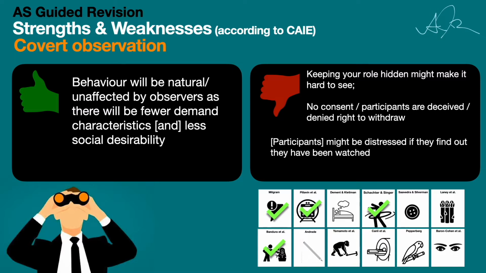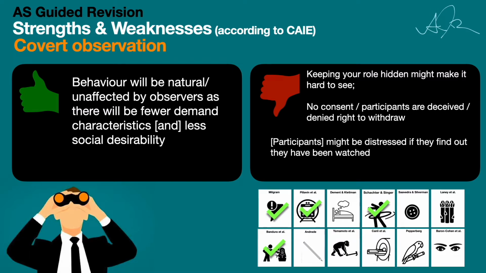Okay, covert observation is probably best in a public setting. Because of the hidden nature of the observer, they're not making themselves known, so people will behave more naturally and have fewer demand characteristics and less social desirability. Again, those are two different ideas: social desirability and demand characteristics. However, keeping your role hidden might make it hard for you yourself to see. Now, this is probably not as big a deal nowadays because I guess we could use cell phones in accompaniment with our observation. But think about Piliavin, you don't know how many people are blocking your view.